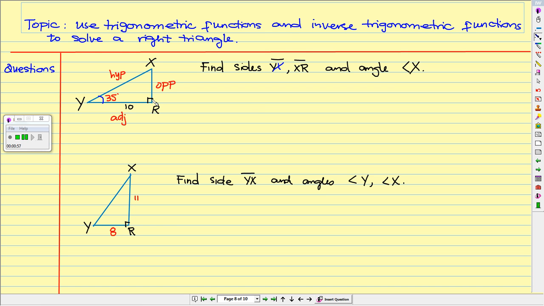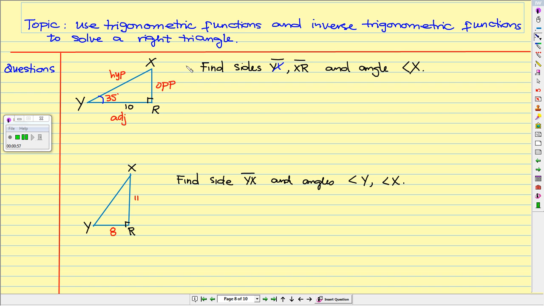Look at this triangle. We also know two angles, the right angle R and the acute angle Y, but we're still missing one more angle, and of course the angle X must be an acute angle too. So we need to find two sides and one angle.